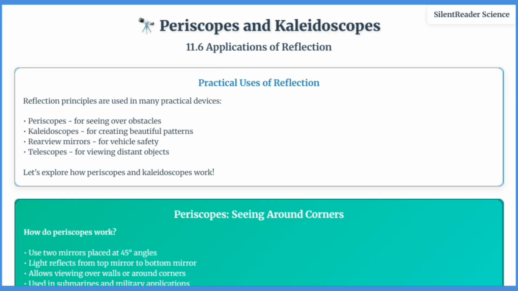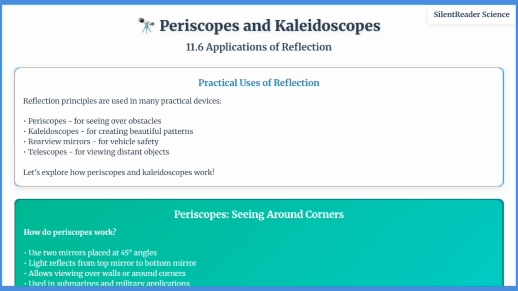Reflection principles are used in many practical devices. Periscopes use two mirrors placed at 45-degree angles to allow viewing over obstacles or around corners. Light reflects from the top mirror to the bottom mirror, enabling us to see objects that would otherwise be hidden. Periscopes are used in submarines to see above water while remaining submerged, and in military applications for surveillance. In Activity 11.8, we can build a simple periscope using cardboard and two small mirrors.